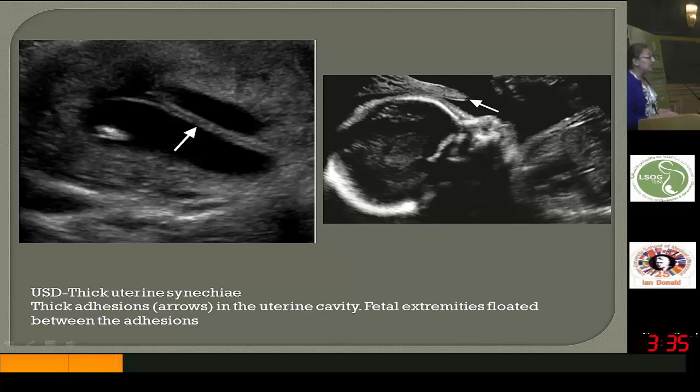What's interesting is that sometimes you can see adhesions within the uterus itself, and you can see them floating near the baby. And there are reports where there's like an amniotic band where you can have fetal parts on one side or the other.